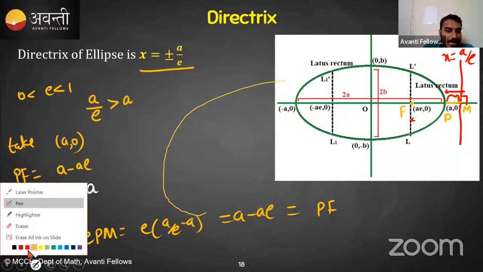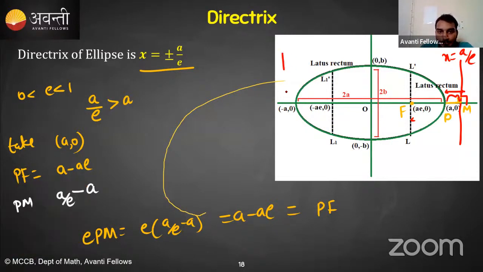will happen if you take x is equal to minus a by e. When you take x is equal to minus a by e, the same thing will happen here also. In this case, this point you should take. Okay, is this clear? So the directrix of the ellipse is plus minus a by e.